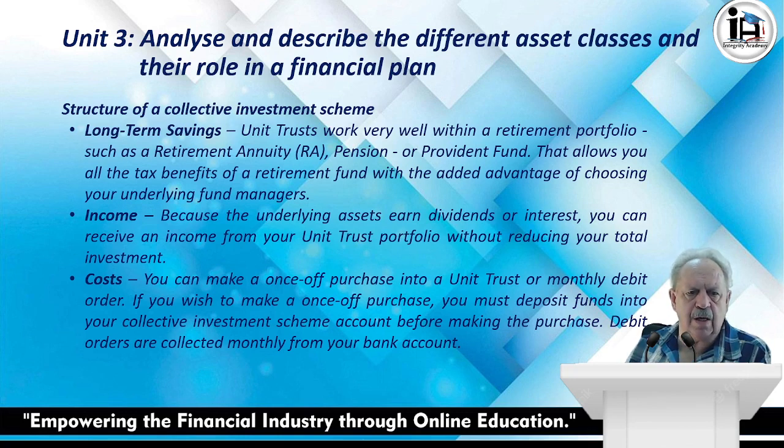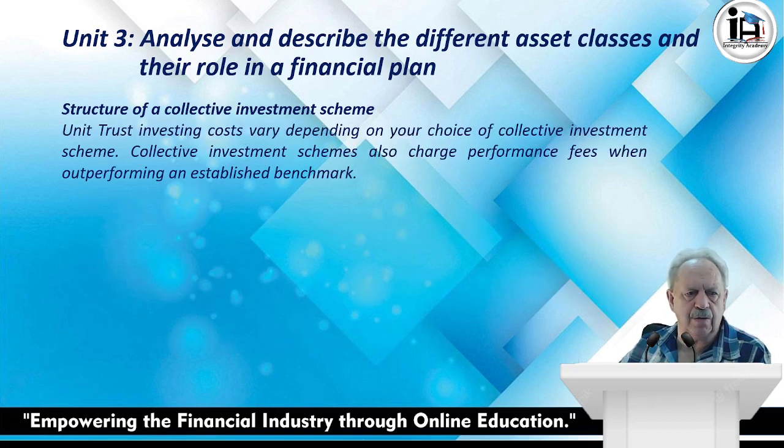Income. Because the underlying assets earn dividends or interest, you can receive an income from a unit trust portfolio without reducing your total investment. Cost. You can make a once-off purchase into a unit trust or a monthly debit order. If you wish to make a once-off purchase, you must deposit funds into your collective investment schemes account before making the purchase. Debit orders are collected monthly from your bank account.